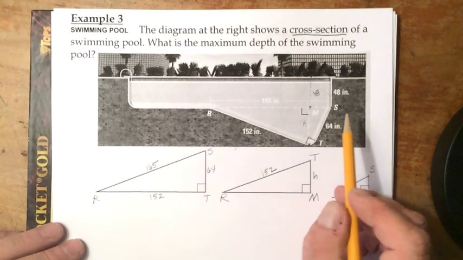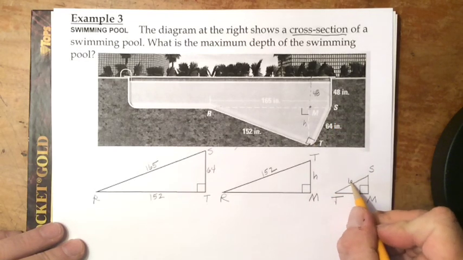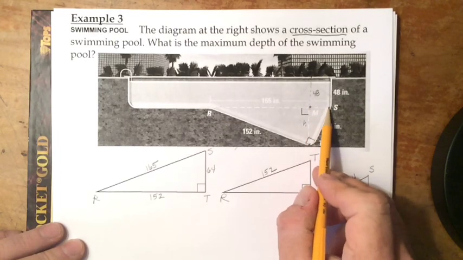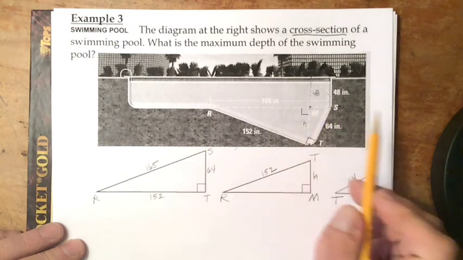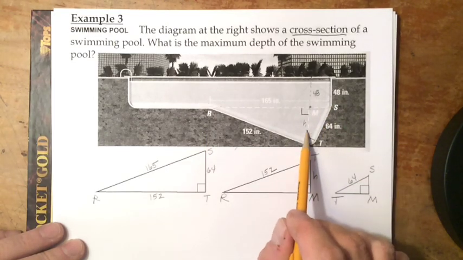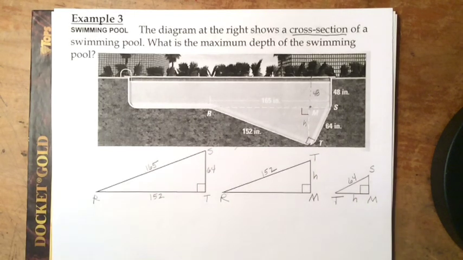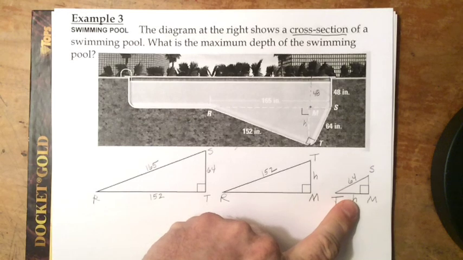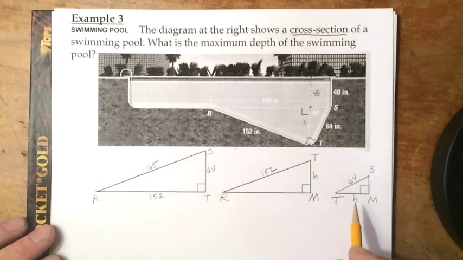Then for the smallest right triangle, the hypotenuse of it is 64, so TS is 64. The short leg, we do not know what it is. We know the whole hypotenuse of the big one is 165, but we don't know what that is, so we're going to leave that. And then the long leg is also H. So we know we're going to use the largest triangle, and then we need to determine whether to use the medium or smallest triangle. It turns out in this problem we could use either one.